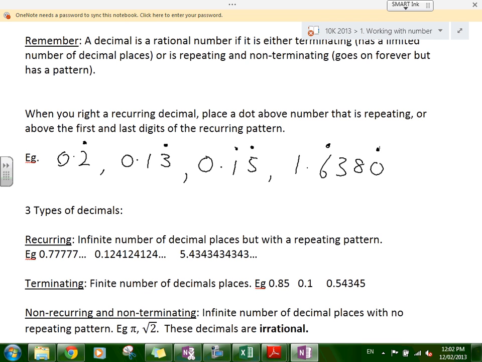Okay, the square root of 2 is an irrational number. If you put it in your calculator, you get 8 decimal places of just random numbers, and that goes on forever. It just seems to be random numbers that come up. No pattern to it. Okay, they're irrational decimals.